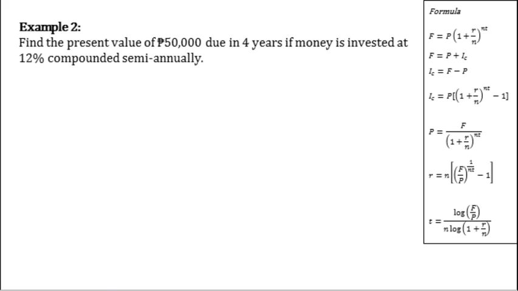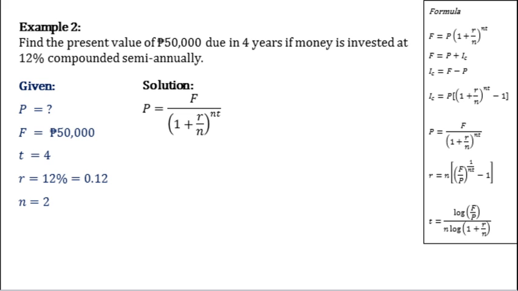Another example, find the present value of 50,000 due in 4 years if money is invested at 12% compounded semi-annually. So, pag sinabing semi-annually, 2 times in a year. So, P ang hinahanap, gamitin natin yung formula for P. So, yan ay F over (1 plus R over N) raised to NT. Then, substitute yung given values. So, yan ay 50,000 all over (1 plus 0.12 divided by 2) raised to 2 times 4.